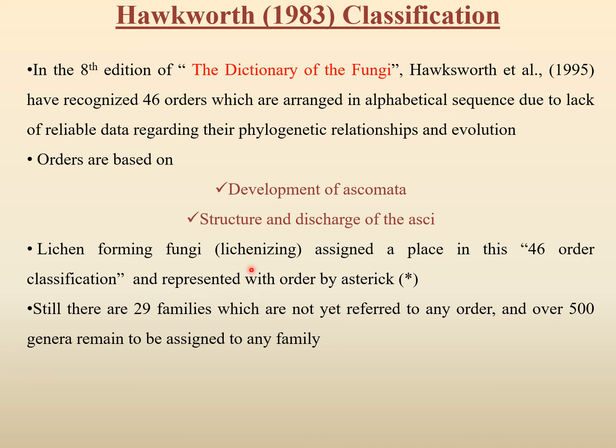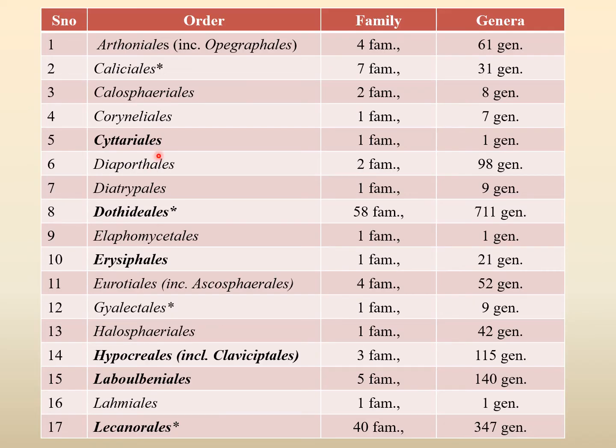Lichen forming fungi were assigned a place in these 46 orders, and those orders I represented with an asterisk mark. We can see later in the slides. But after placing the genera under 46 orders, there are still 29 families which are not yet referred to any order, and over 500 genera remain to be assigned to any family. So these are the different orders, which have different families and genera. Arthoniales and Calceales, which have 7 families and 31 genera.